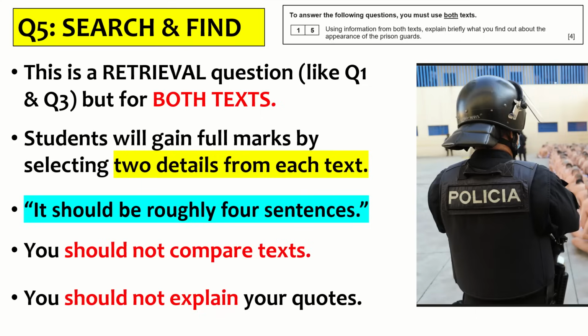So question 5, this is a retrieval question like question 1 and 3, but it's for both texts. Students will gain full marks by selecting 2 details from each text, and then the exam board say in quotes, it should be roughly 4 sentences. You shouldn't compare texts, and you should not explain your quotes.